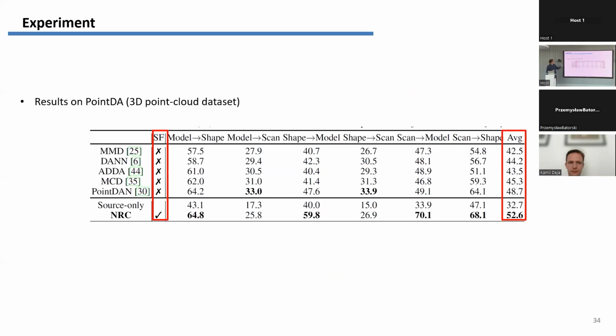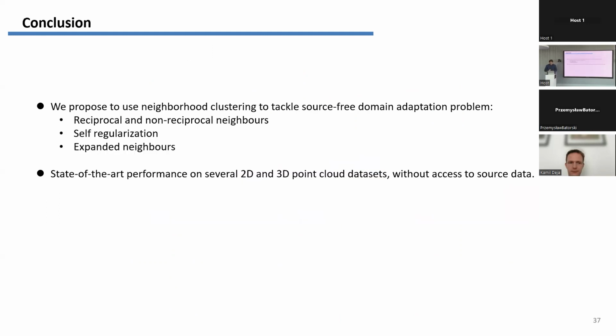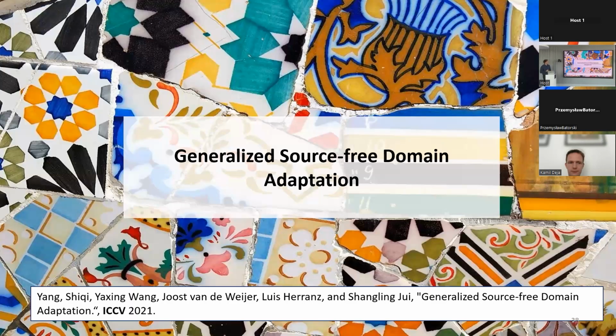And similar on this 3D dataset, where we can get a significant jump from using the source model only. Okay, so this was, let's say, a first idea of how to adapt to a new domain which is unlabeled. So you start with a labeled domain, but now your second domain is unlabeled.